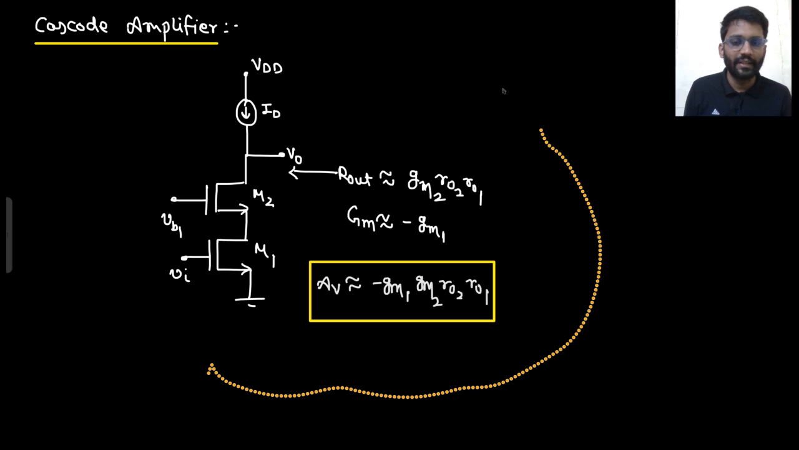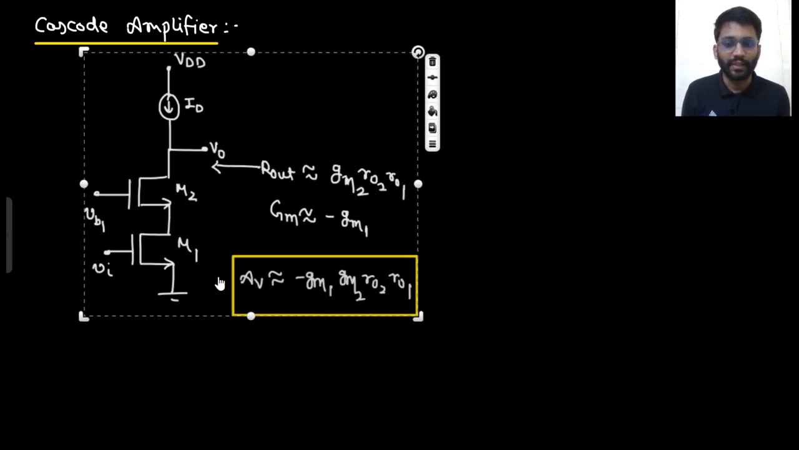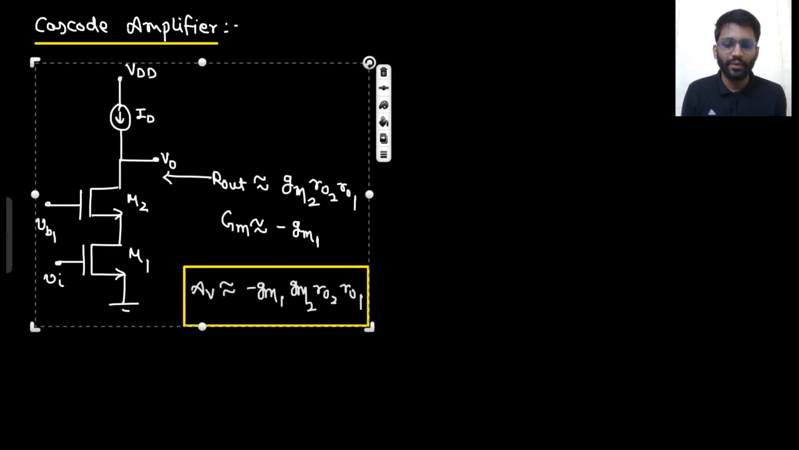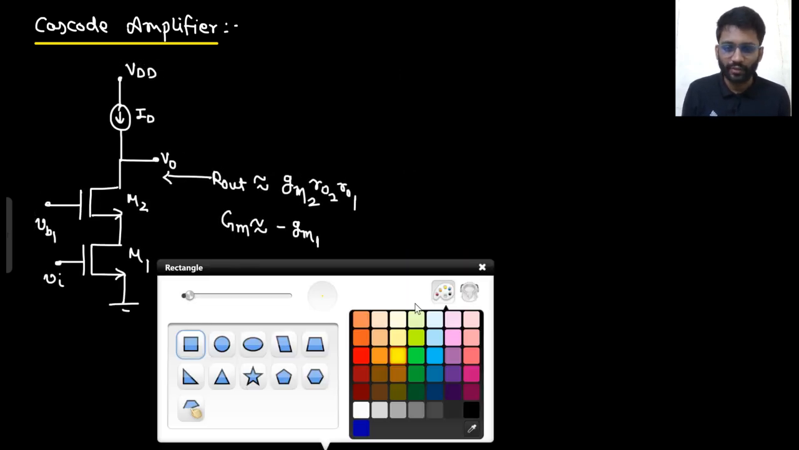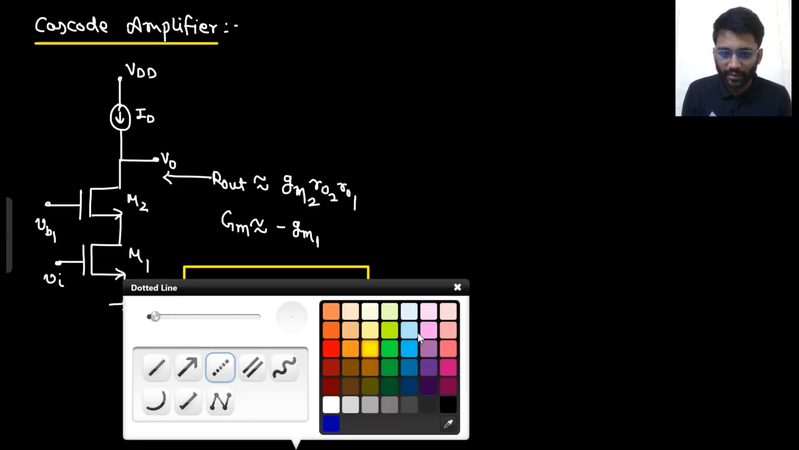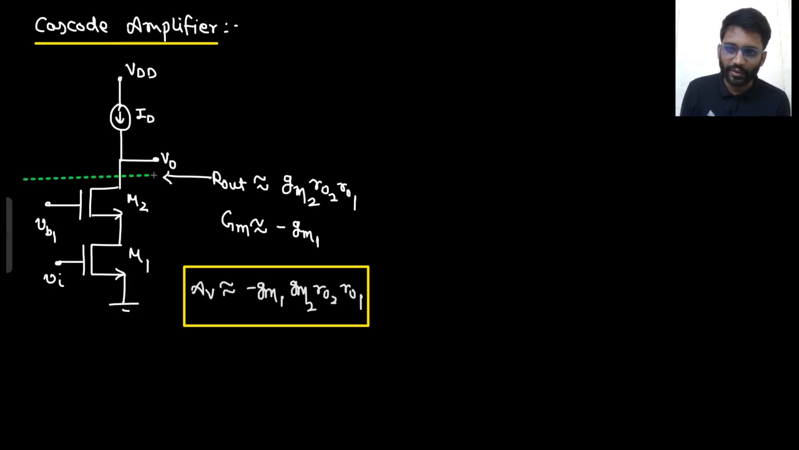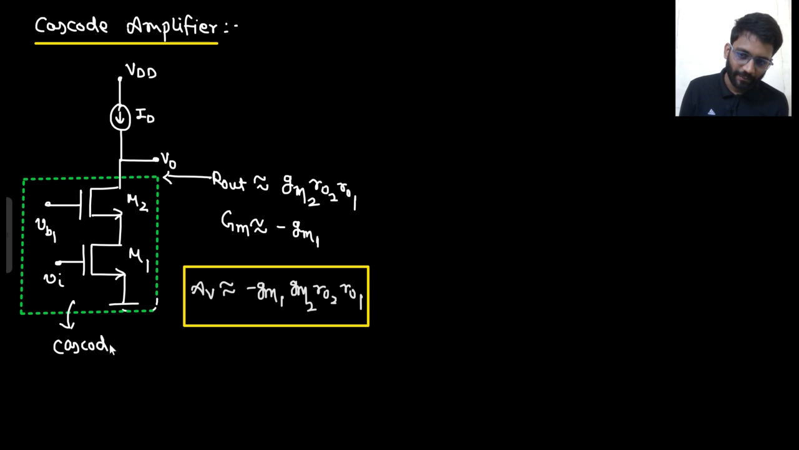Although we have seen this gain in previous videos in the assignment, there I did not tell you which configuration is known as what. So here I am telling you, this particular configuration is known as the cascode amplifier. This is the cascode amplifier with current source in load.